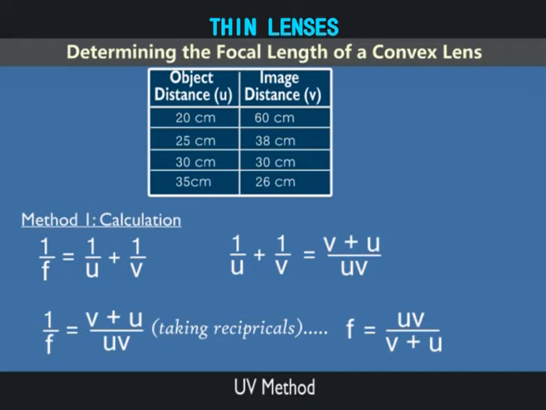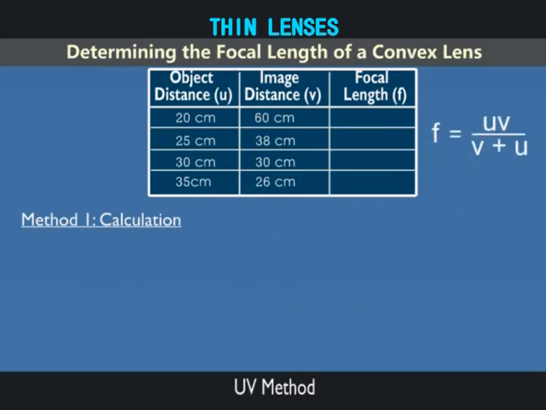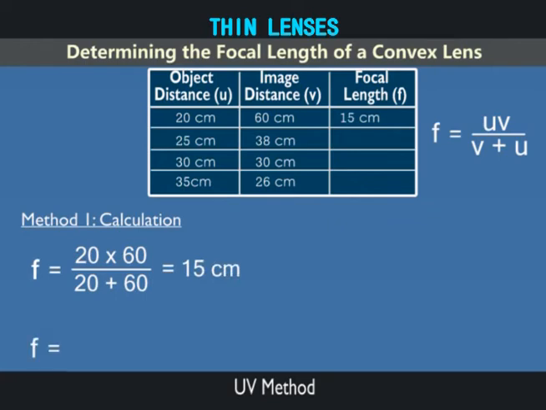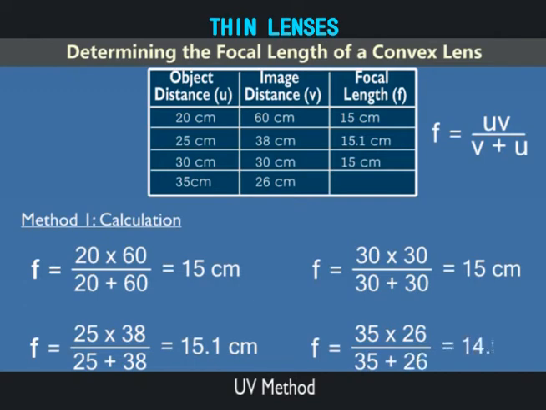So on the table, we form another column for f = uv/(v + u) and calculate the values. For the first row, we have 20 times 60 over 20 plus 60, which gives us 15. For the second row, 25 times 38 over 25 plus 38 gives us 15.1. Third row, 30 times 30 over 30 plus 30 gives us 15. And finally, the fourth row, 35 times 26 over 35 plus 26 gives us 14.9.